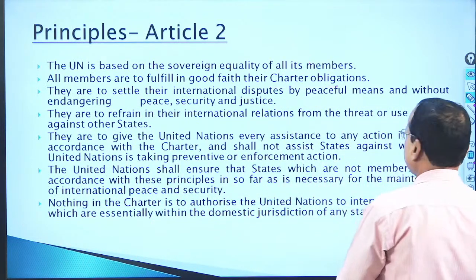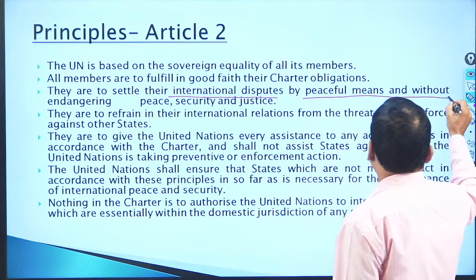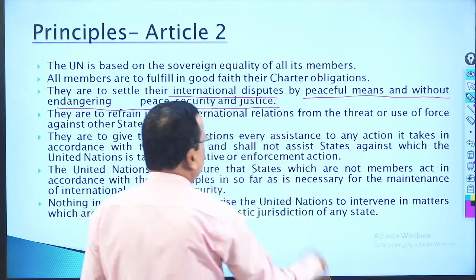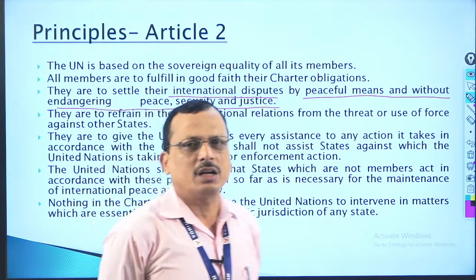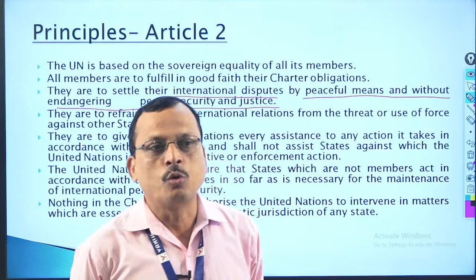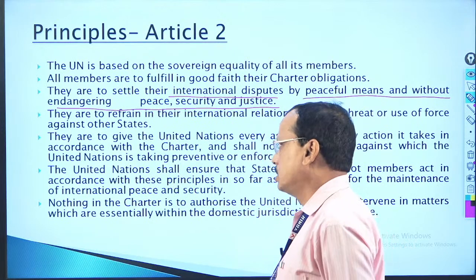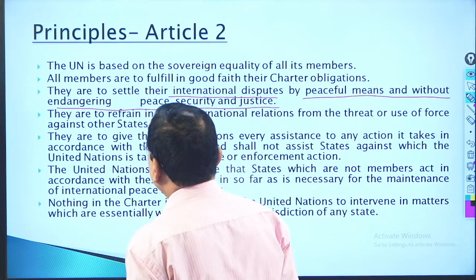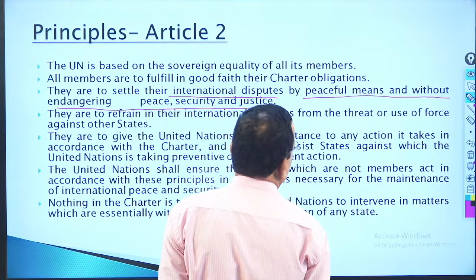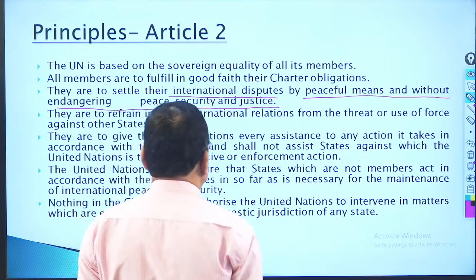Then they are to settle their international disputes. Third one. They are to settle their international disputes by peaceful means and without endangering peace, security and justice prevailing around the world. Disputes are universal. They are to be there. As I told you, when two human beings cannot coexist, how can hundreds of countries coexist without dispute? There will be so many disputes, but the principle of UN said that all the countries must settle their international disputes, if any, by peaceful means without endangering world peace, security and justice.